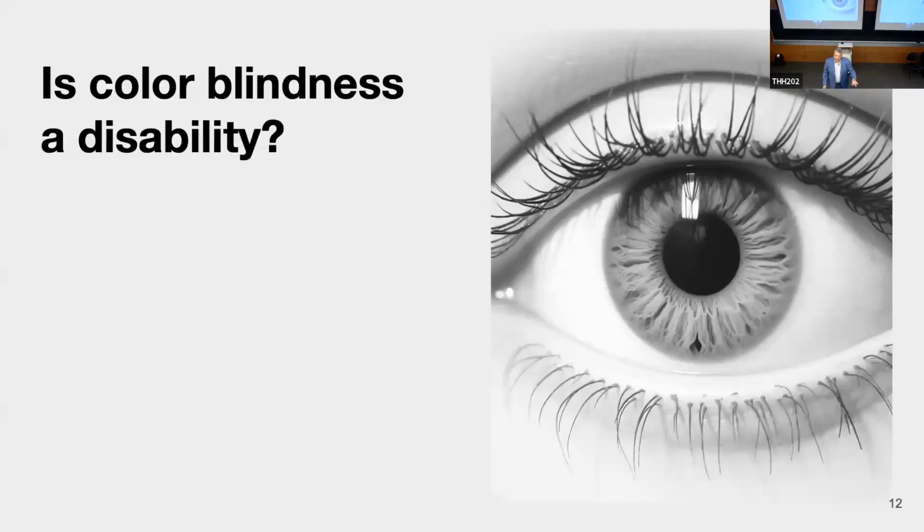Now, I've never asked this question before in a talk, so I'm curious, how many people would consider color blindness a disability? All right, maybe a little more than half the room. And how many would not consider it a disability? All right, we got a handful. Okay.